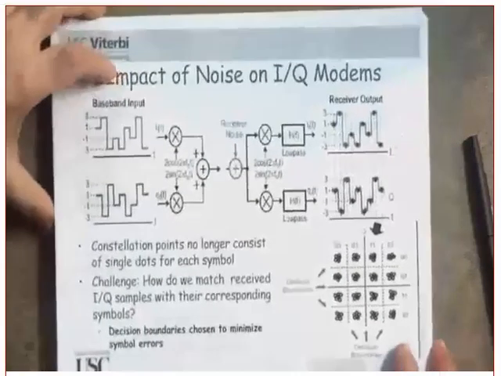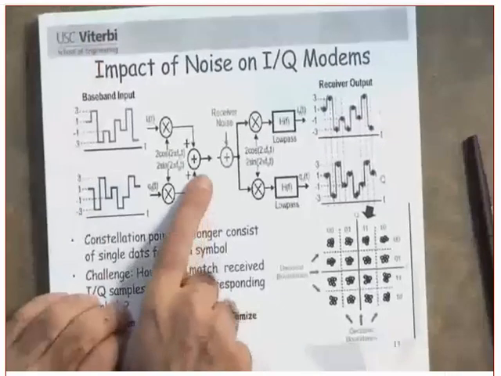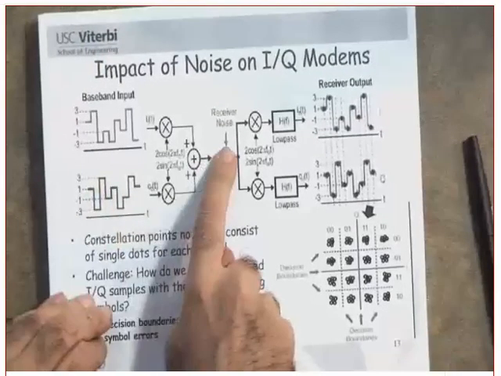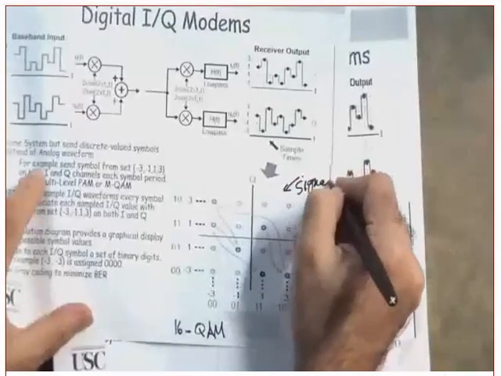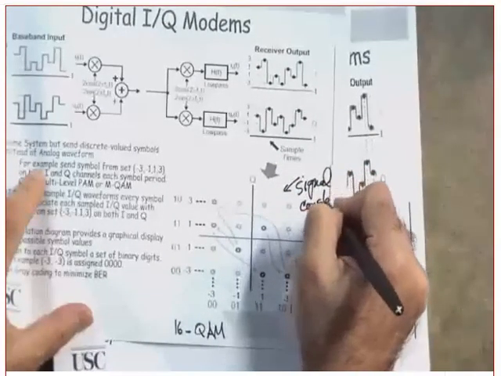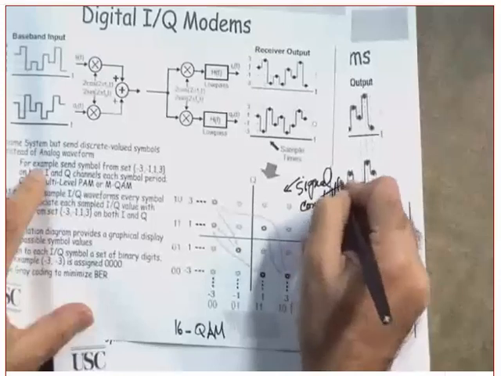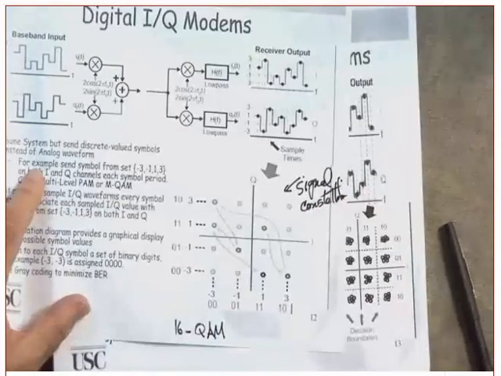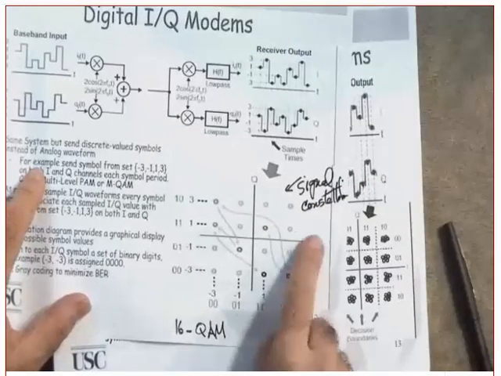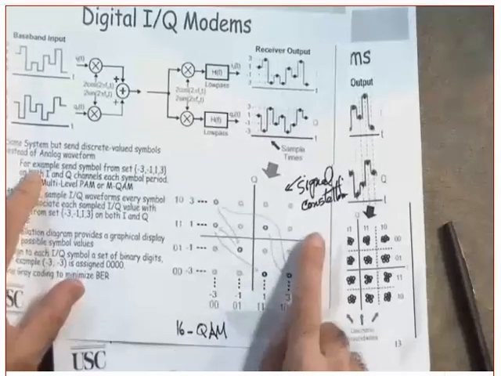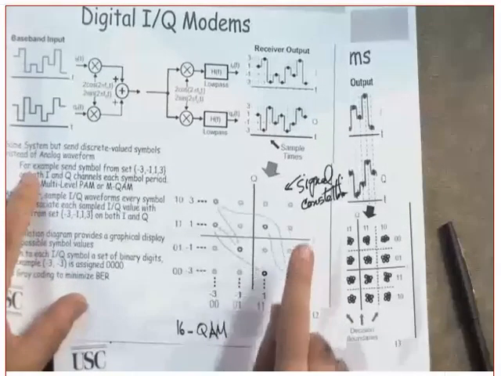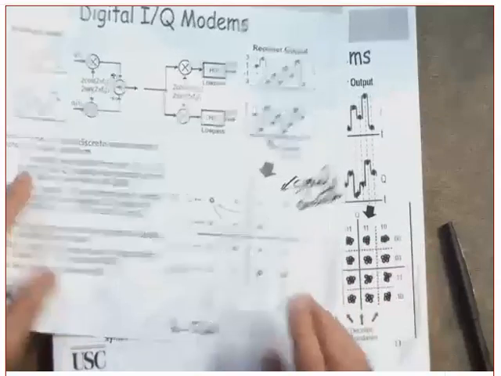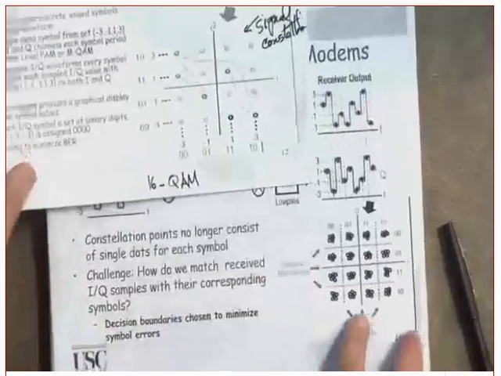Help me now. What happened? What did I introduce here? I introduced noise. Same scenario. This is what was transmitted. What do I call this, by the way? Signal constellation. We call it what? Signal constellation. Can you read this? Do I need to write it again, or did you get it? It's called signal constellation. Compare this with this.